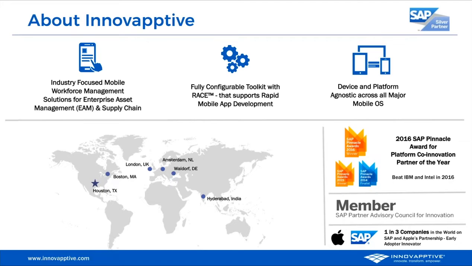As a company, we're part of the SAP Partner Edge program for application development, and we've been honored to be an SAP Pinnacle Award winner for 3 years in a row, and most notably, last year in 2016, we won the Pinnacle Award for the Platform Co-Innovation Partner of the Year, where we beat out IBM and Intel for the RACE technology that you're about to see today. We're also a member of SAP's Partner Council for Innovation, where we drive key strategic platform-related roadmap for SAP based on industry as well as customer demand.